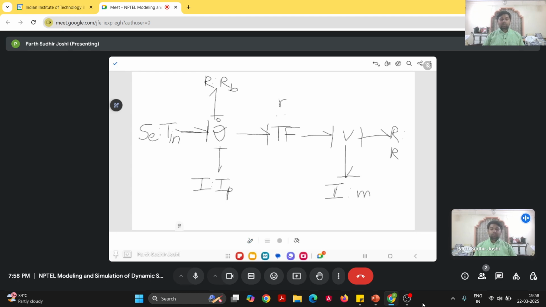So this is how we can use the traditional Newton's second law of motion to derive the differential equations for any mechanical system which involves rotary and translatory motions.